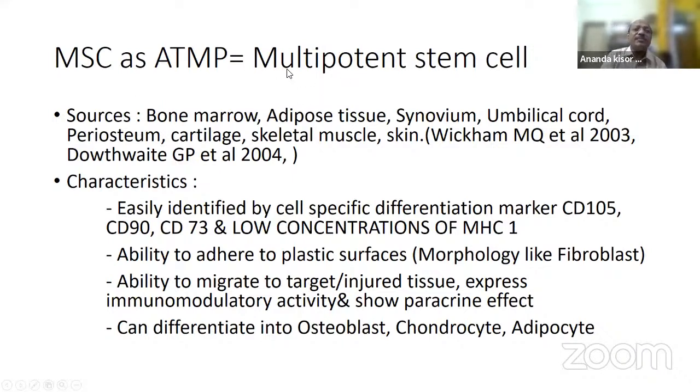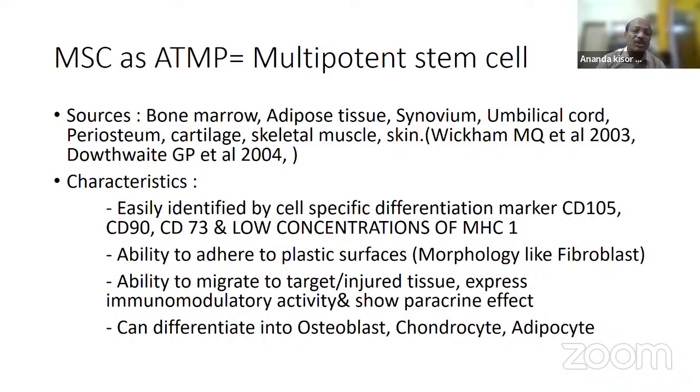It can be collected from the bone marrow, adipose tissue, synovium, umbilical cord, periosteum, cartilage, skeletal muscles, and the skin. Now, what are the characteristics? Why is it selected? Because it is easily identified by the cell-specific differentiation markers. There are several cell-specific differential markers that can be used for their identification. They are able to adhere to the plastic surfaces, which is important in tissue engineering, where it can be introduced inside the scaffold.